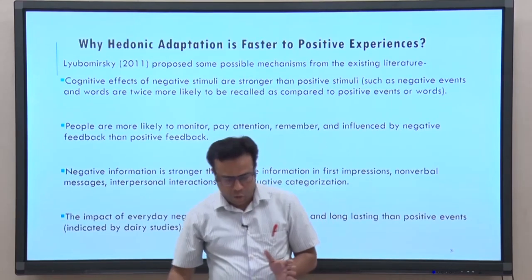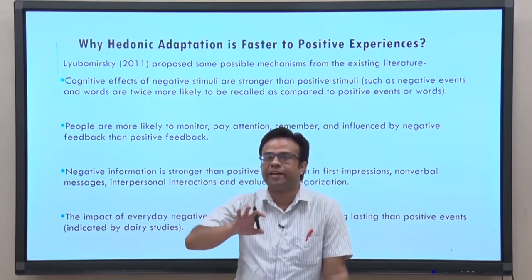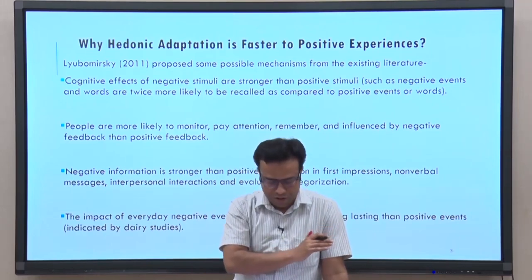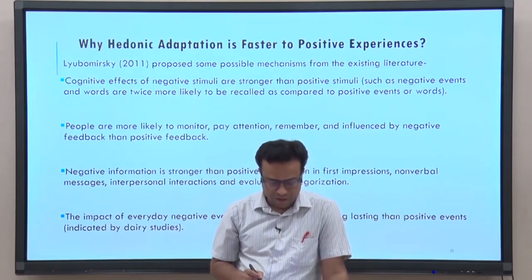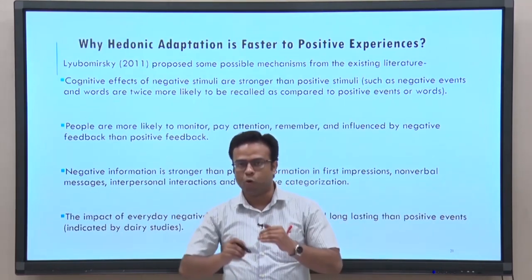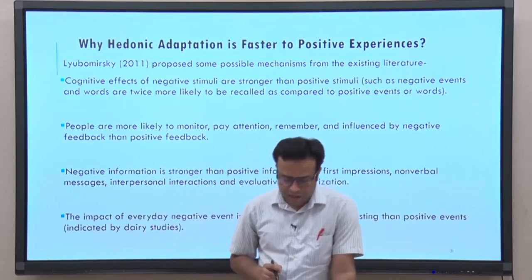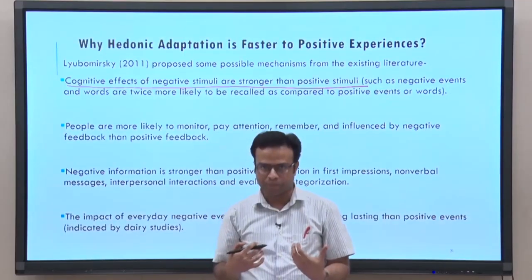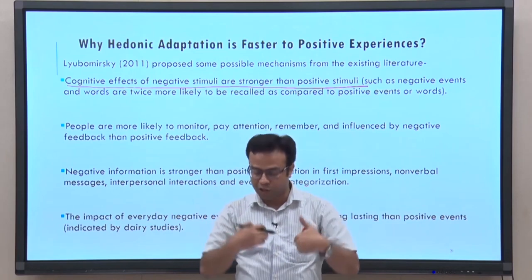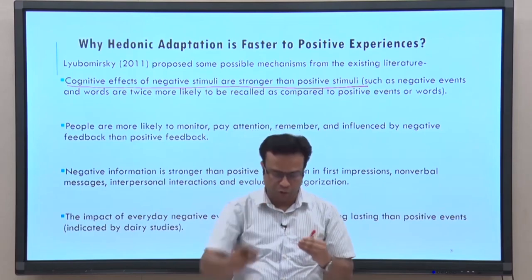So, let us see at the end why adaptation is faster in the case of positive changes, and why it takes much more time in the case of negative emotions or negative events. One researcher, Lyubomirsky, proposed some possible mechanisms for why adaptation is faster in the case of positive changes. One reason is cognitive: the effects of negative stimuli are stronger than those of positive stimuli. Generally, negative events have much more impact on our mind, so the effect is much stronger, and it becomes more difficult to come out of it and adapt to it.